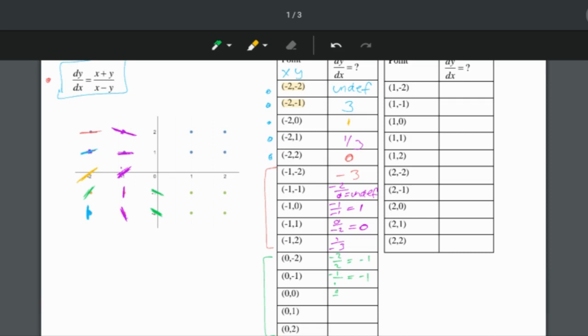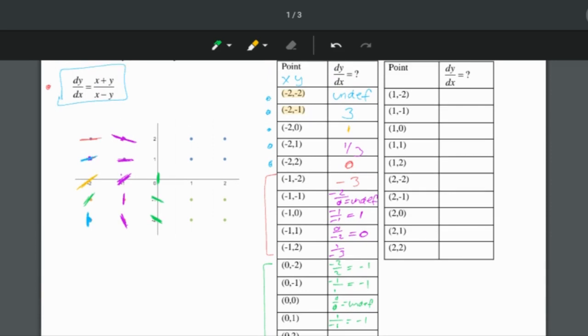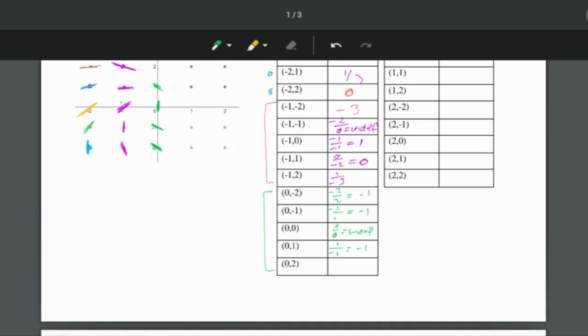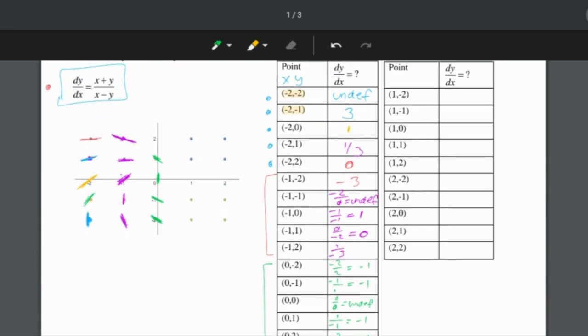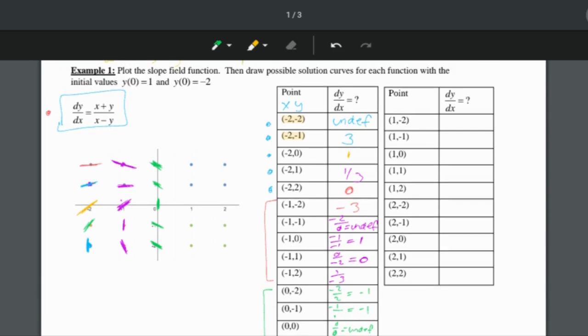Add your numerators, you get 0. Subtract them, you get 0. Can't divide by 0, so you get undefined. Undefined is a vertical line. All right, add your numerators. If you subtract, 0 minus 1 is a negative 1, so you get negative 1. So something like this. Then in the numerator, add. In the denominator, subtract. You get negative 1 again. So that was kind of easy. And there will be lots of them like that where you see a pattern and really do the same thing over and over again.